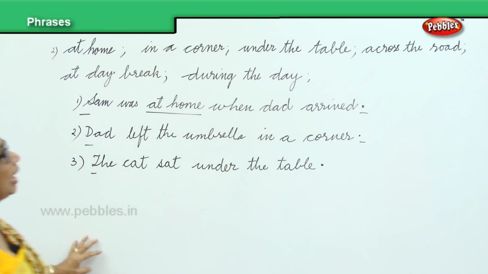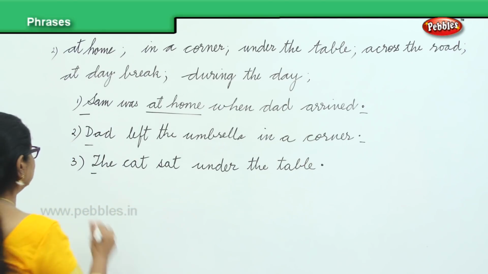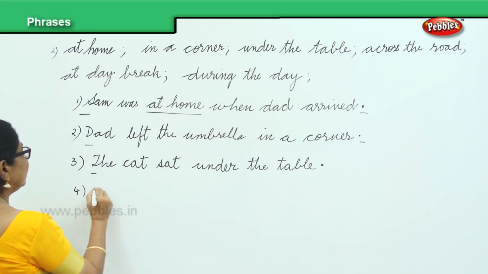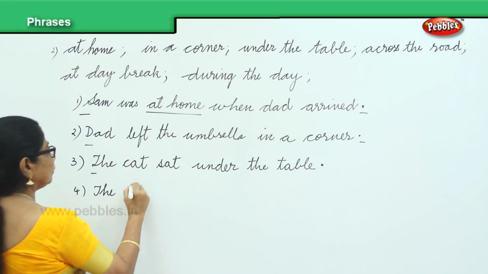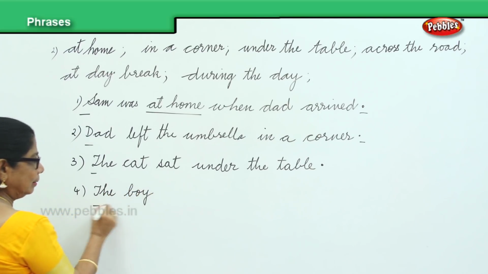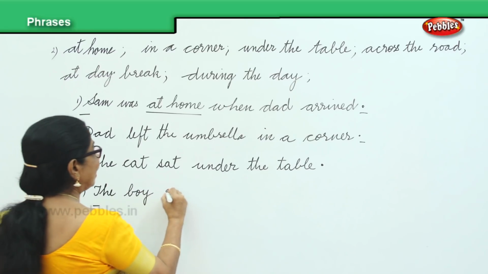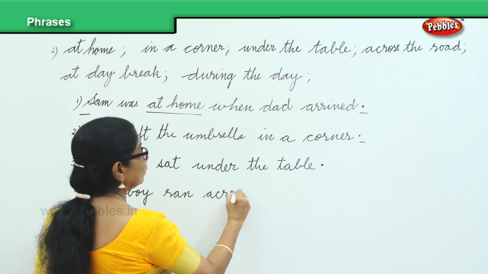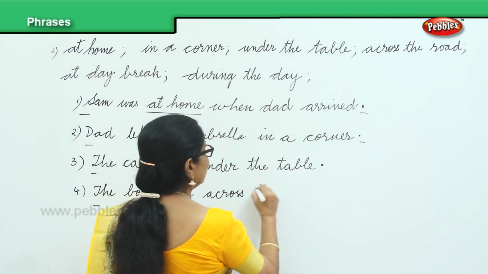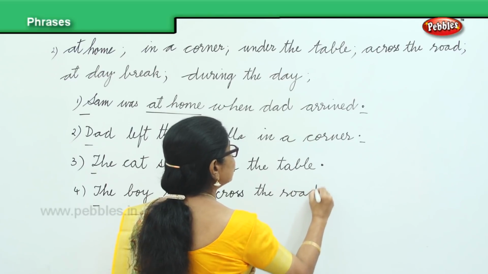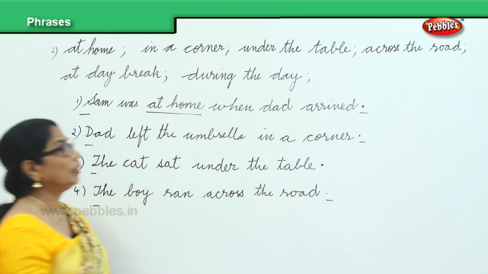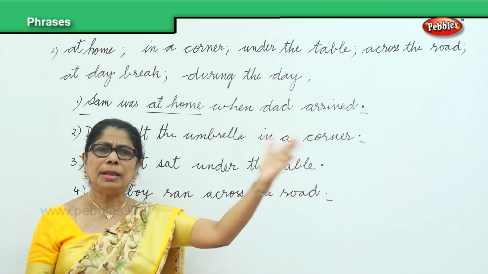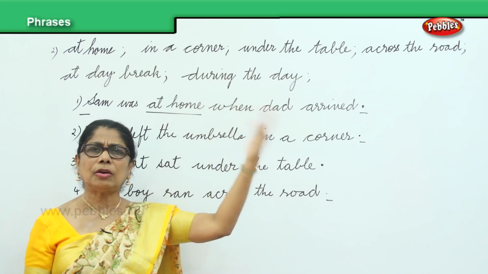What is the next group of words we have? Across the road. The boy ran across the road. The boy, capital letter, ran across the road, and we end with the full stop. Across the road makes sense. Across the road, yes. My house is across the road. Or the boy ran across the road.